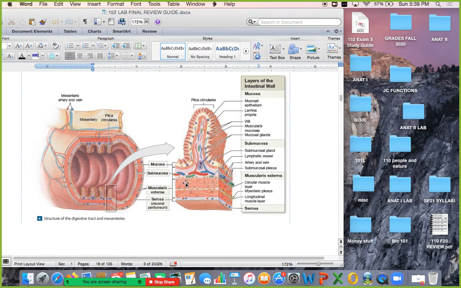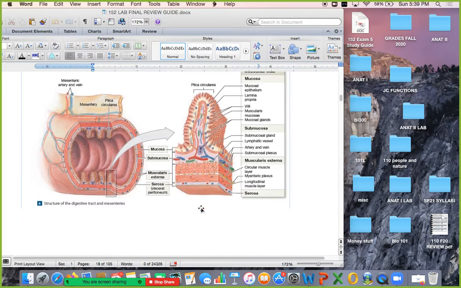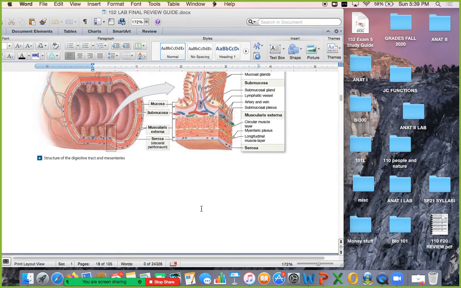Usually we have two, right? Usually we have circular and longitudinal, but sometimes we have oblique if we're talking about, for example, the stomach. So we might have an extra muscularis layer. And then underneath that, we have the serosa layer, right? So that's going to be the major layers. And we're going to have those layers all the way through the digestive tract.